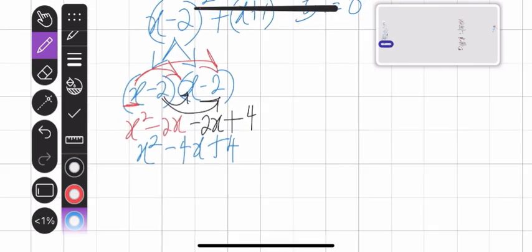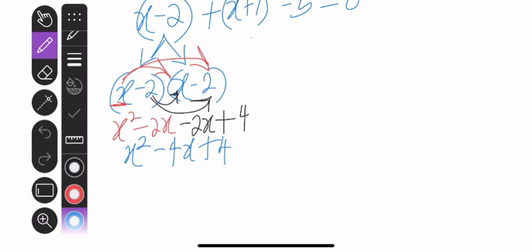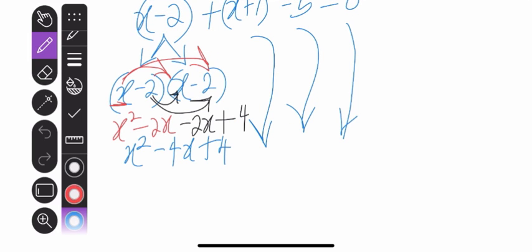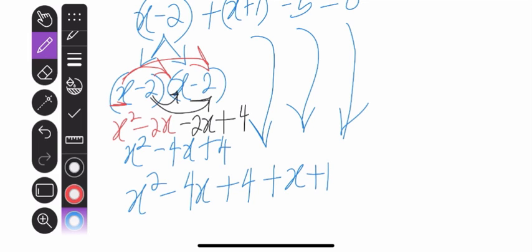Then recall the ones we left behind before. The remaining terms, we can bring them down. That's the x plus 1 at the top, bring it down, then the 0 as well. So now we have x squared minus 4x plus 4 plus x plus 1 minus 5 equal 0. I'm not putting it into parentheses again. Let's just solve it that way.